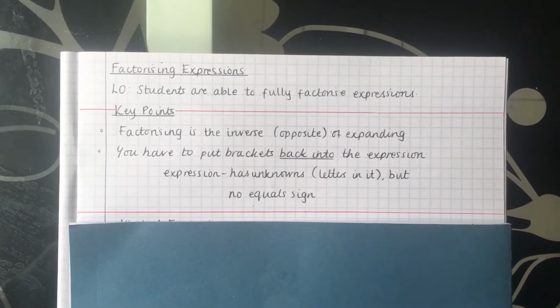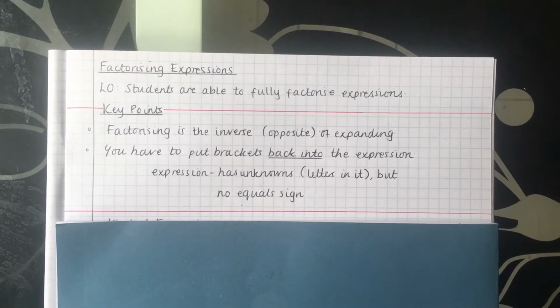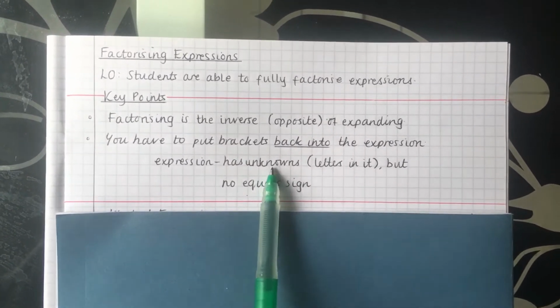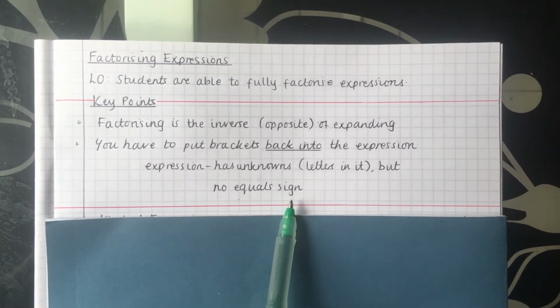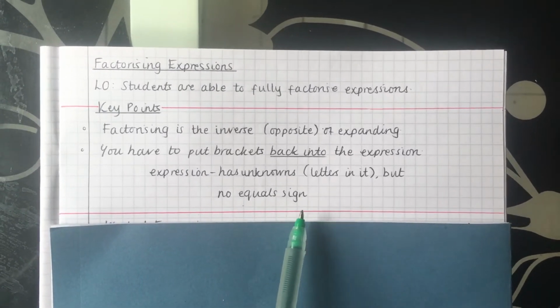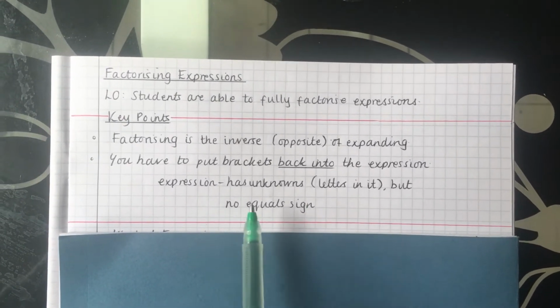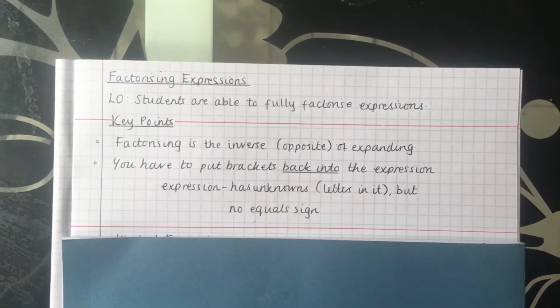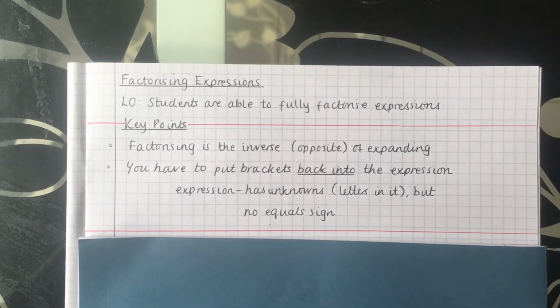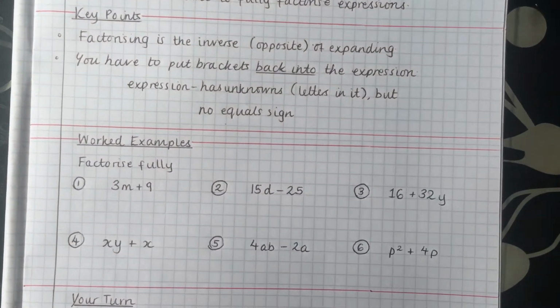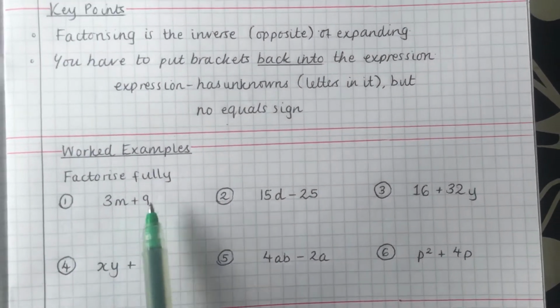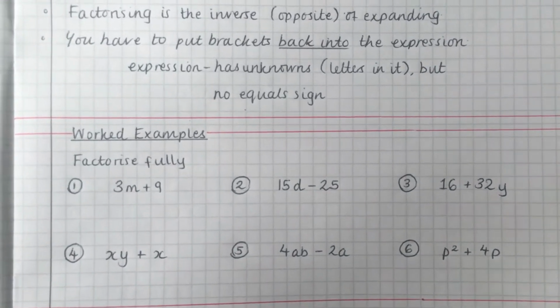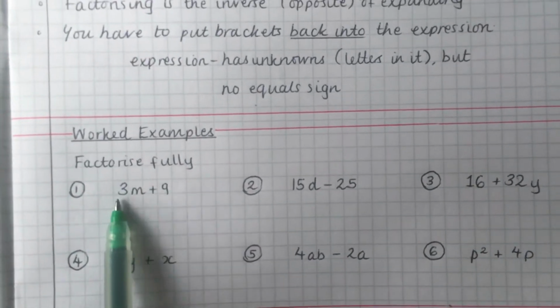Now, just to remind you, an expression is to do with algebra. It's got unknowns in it, so it's got letters in it, but it's got no equal sign. Something with an equal sign is called an equation, and we're looking at expressions today. So factorising expressions, the opposite of expanding, putting brackets back in. We're going to start with some examples, and they start off easy and get progressively more difficult. This first question, factorise fully 3m plus 9.